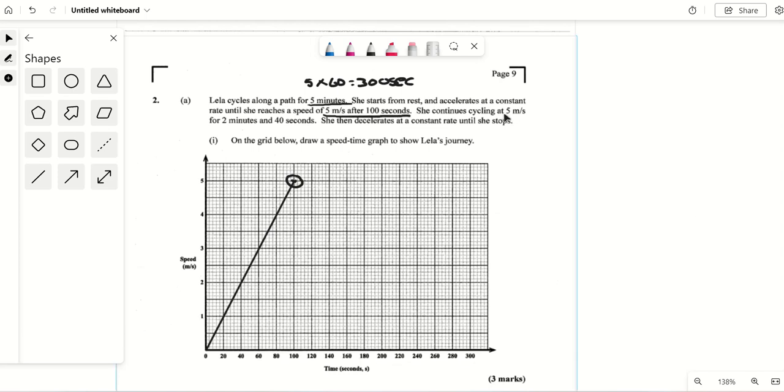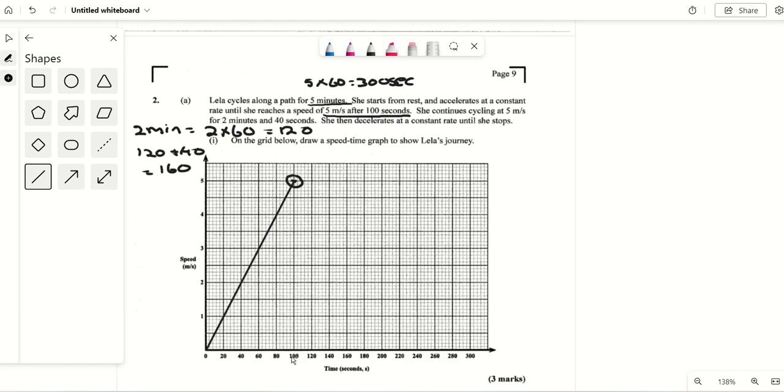She continues cycling at 5 meters per second. So she's going 5 meters per second, the speed does not change. So it would be straight across for 2 minutes and 40 seconds. Because in this graph your time is in seconds, we need to convert 2 minutes and 40 seconds to seconds. 2 minutes is 2 multiplied by 60, which is 120. So 2 minutes and 40 seconds would be 120 plus 40, which is equal to 160.